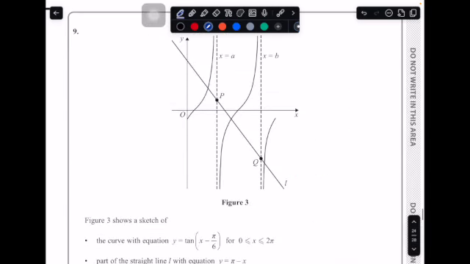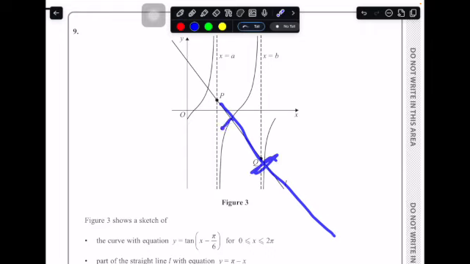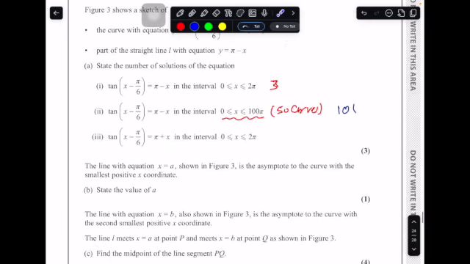Again, why do we have 101? First of all, we have from 0 to 100 pi. That means this curve is repeated. The curve, not the line, is repeated 50 times. But the line will intersect the curve only below the x-axis, not above the x-axis. So we have 2 points times 50 plus the 1 which is above the x-axis. This is why we have 101.